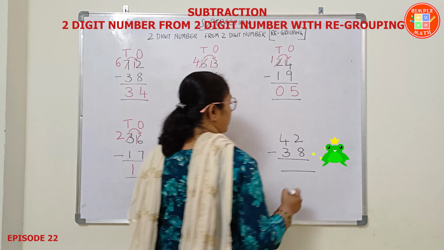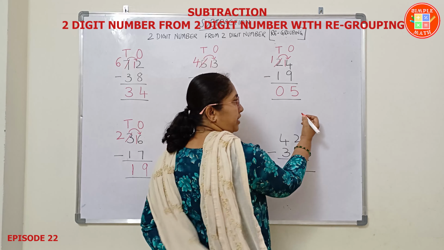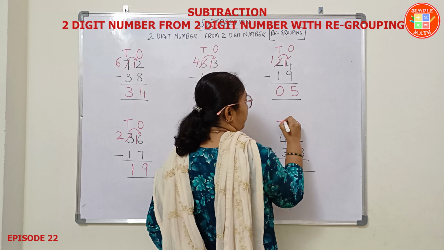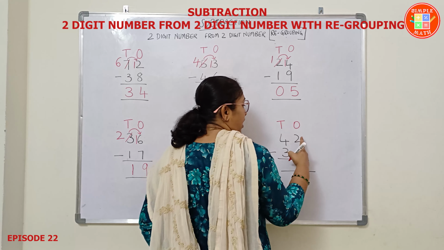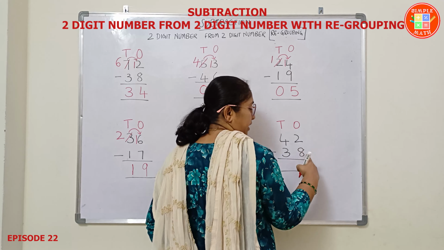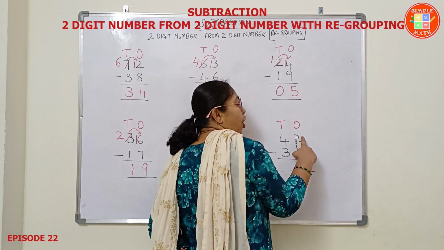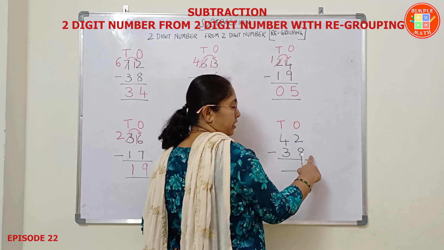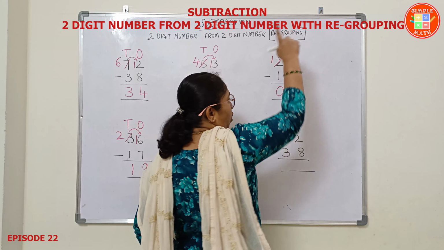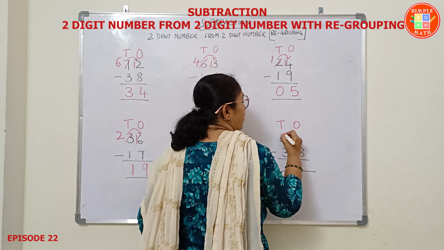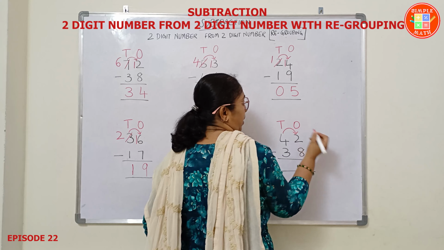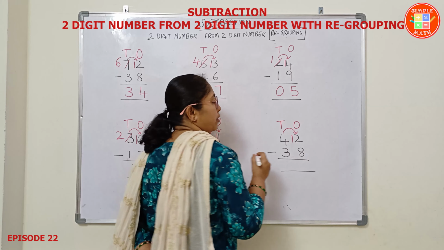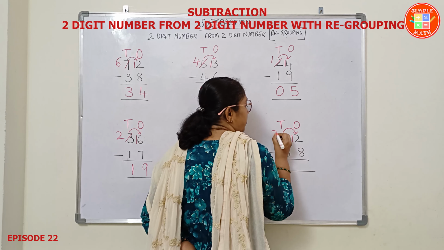Clear, children? Now tell me what I should do first. First I should mark the ones column, tens column. Next, what I should see is whether this number is bigger than this number. When the minuend is smaller than the subtrahend, we do regrouping or borrowing. So you have to borrow 1 ten from the tens column. So this number will become 12. This number will become the before number.